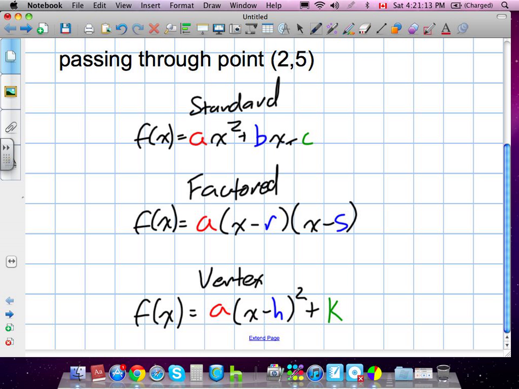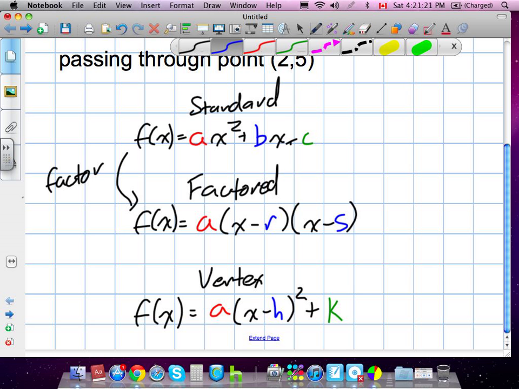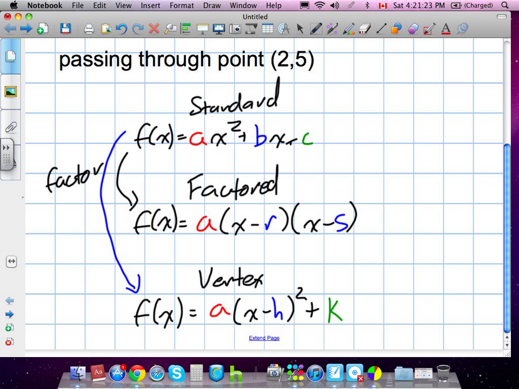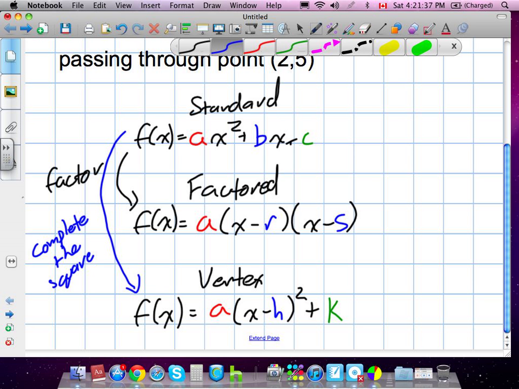Now, to get from one to the other, to get from standard to factored, well, we factor. To get from standard to vertex, we complete the square. To get from factored to vertex, we find the axis of symmetry, and then we plug in values.